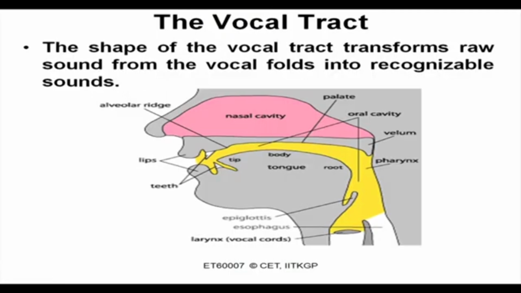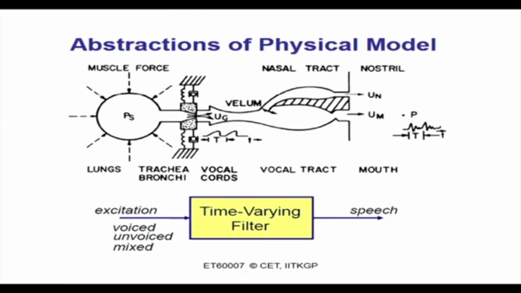So, this is the source. I can show you the diagram in here. This is called the engineering model of the source. So, what is the engineering model? If you see, this is the lungs.